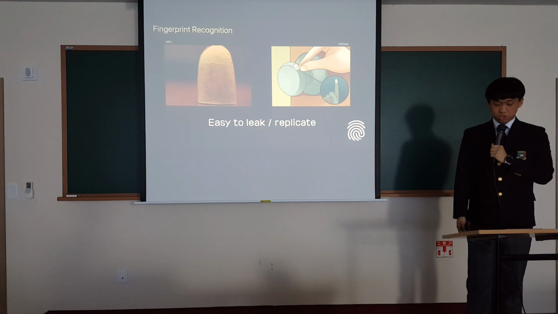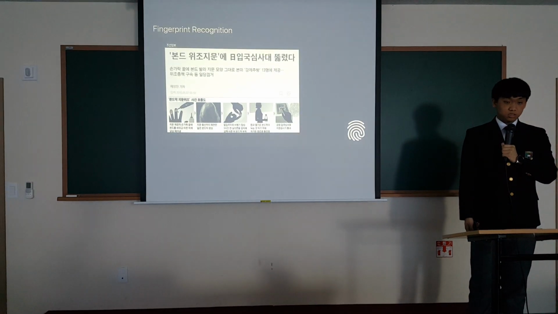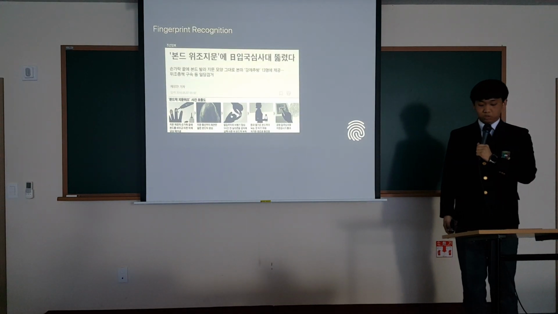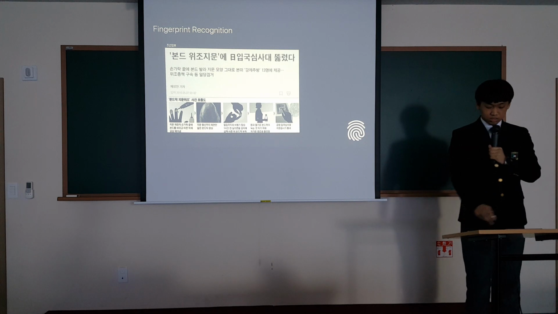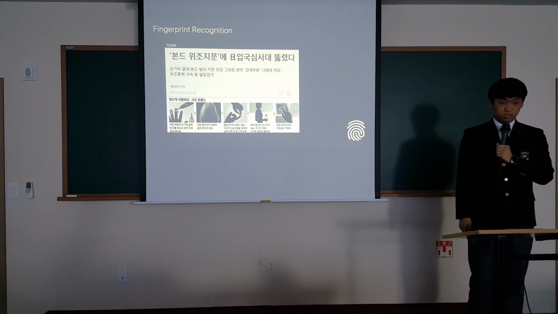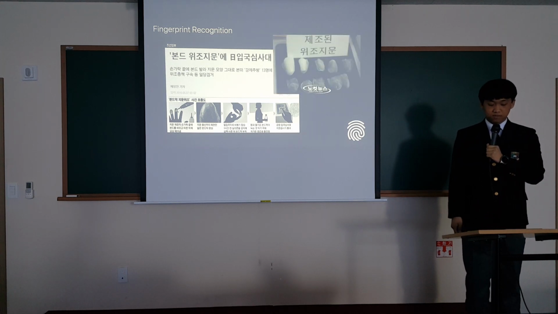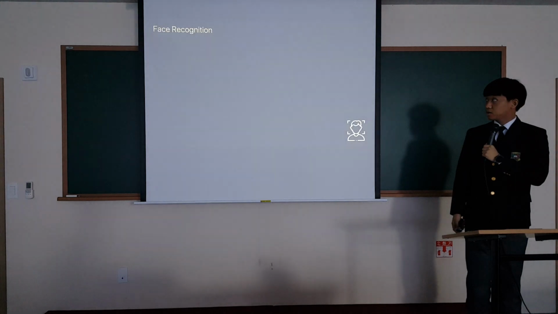However, fingerprint recognition is easy to leak and replicate, and that is a high vulnerability of this technology. In 2010, a Japanese immigration checkpoint was breached with a replicated fingerprint made using glue. Since then, some fingerprint scanners are now identifying living tissue too.